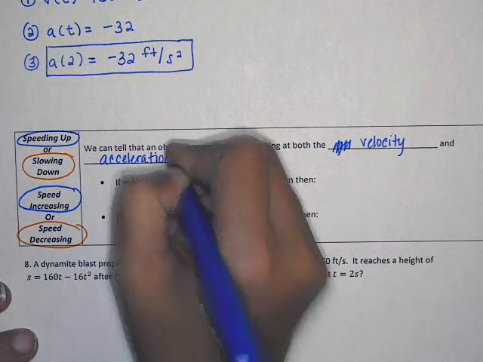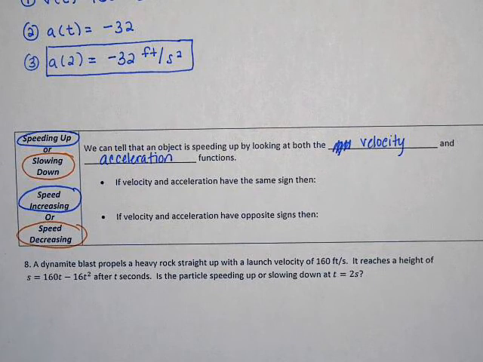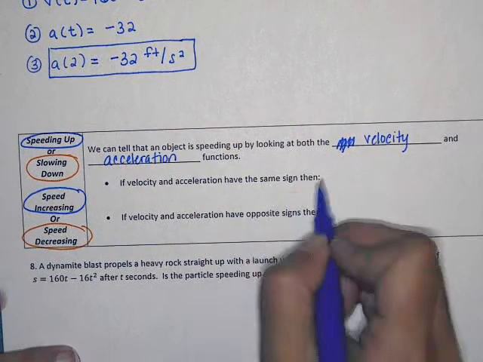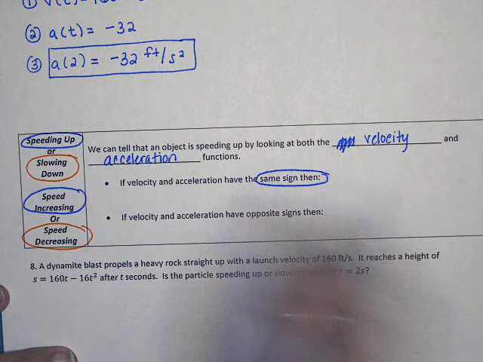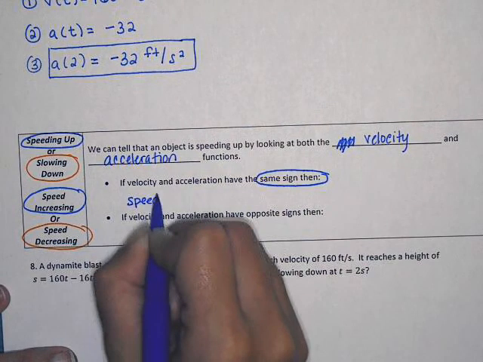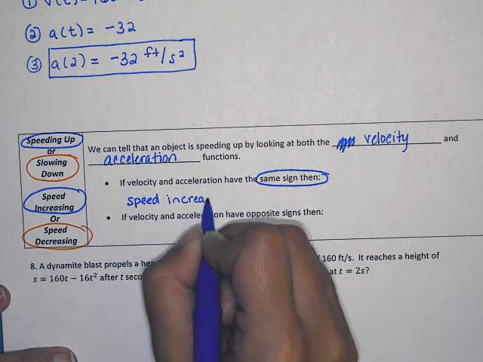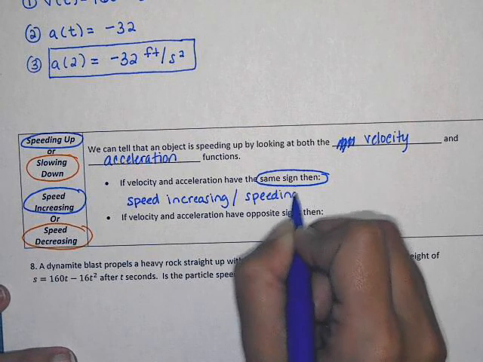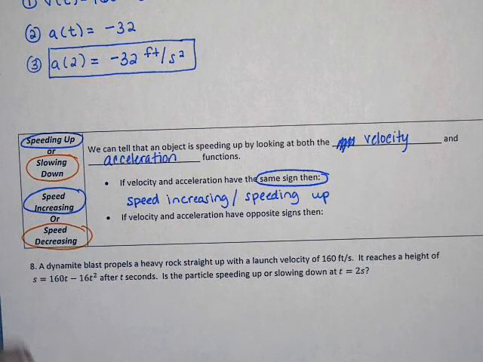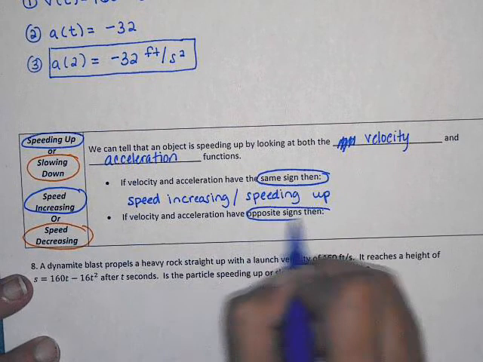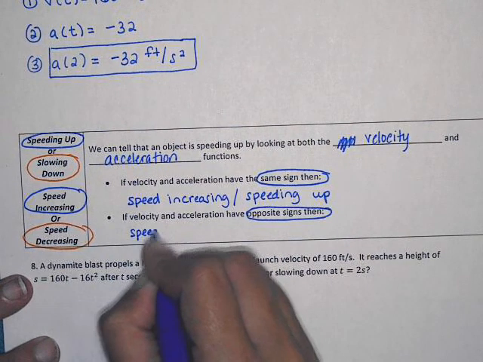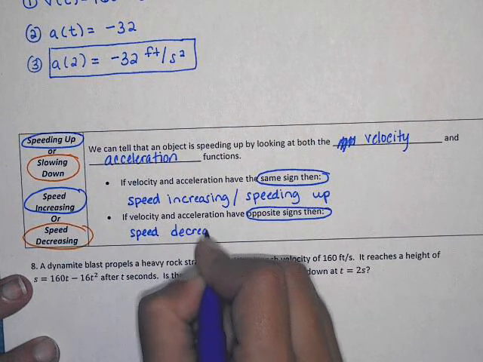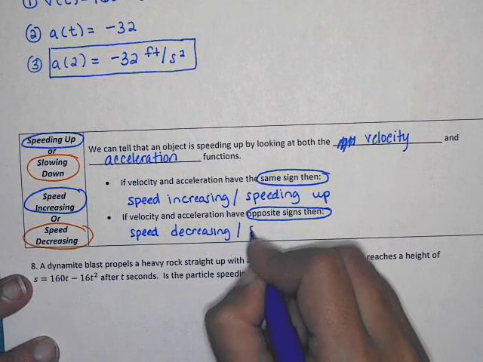A lot of students make a mistake here and think, oh, I can tell if I'm speeding up or slowing down by just looking at acceleration, which is not true. You need to look at velocity and acceleration. If velocity and acceleration have the same sign, then the speed is increasing, or we say that we're speeding up. If velocity and acceleration have opposite signs, then the speed is decreasing, or we say that we're slowing down.